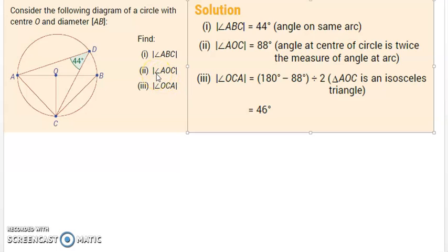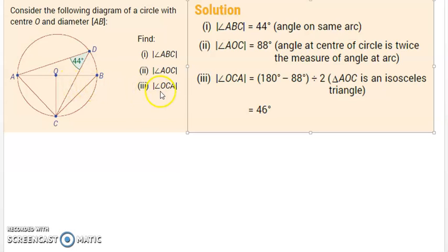So then we have to find the size of the angle AOC. So we look at AOC. So here we're looking again. This is a line that is going from A to O, O to C, and it's on the same arc as AC. So that means that this angle here in the middle is going to be double this angle here, which makes it 88 degrees.